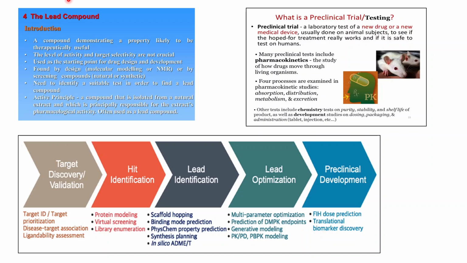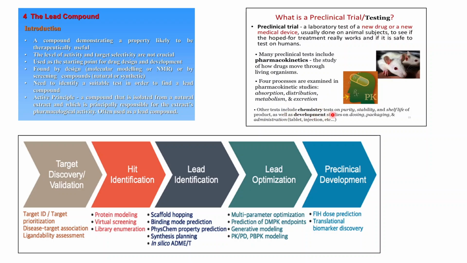Then what is the preclinical trial or testing? A preclinical trial is a laboratory test of a new drug or a new medical device, usually done on animal subjects to see if the hoped-for treatment really works and if it is safe to test on humans. Many preclinical tests include pharmacokinetics, the study of how the drug moves through the living organism. Four processes are examined in pharmacokinetics, which I already mentioned. These are absorption, distribution, metabolism, excretion.